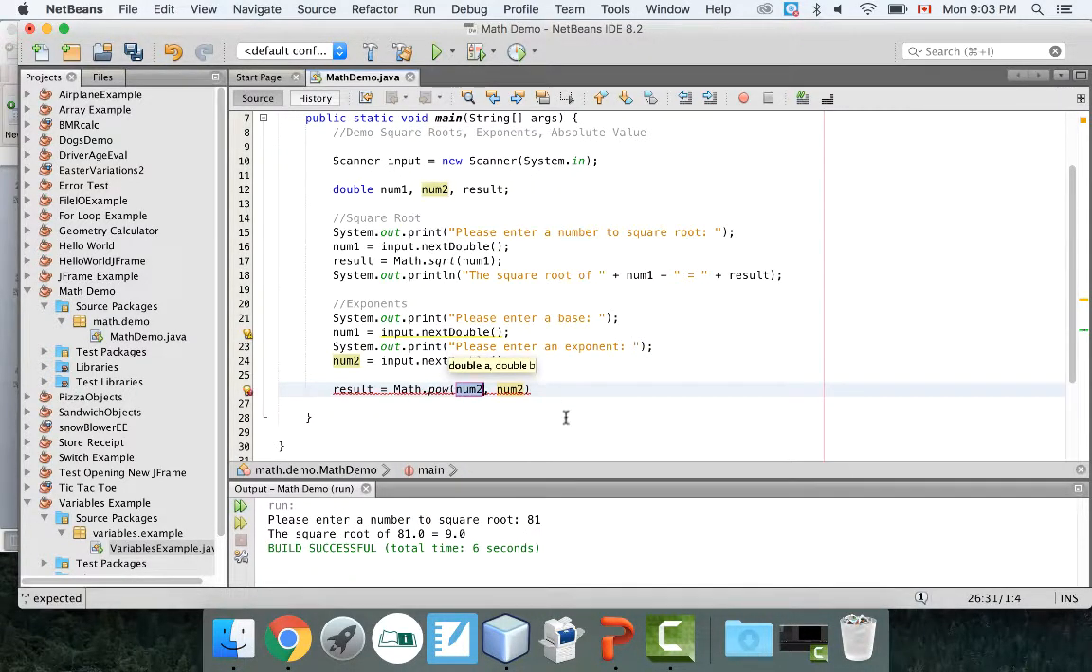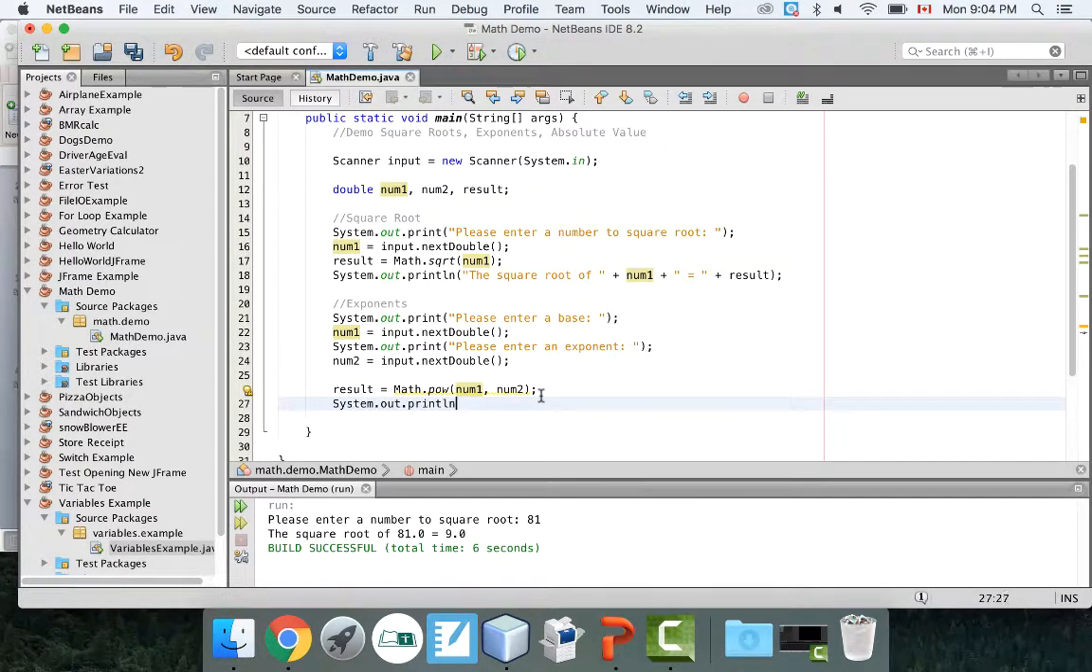So let's try it out. Let's put num1 as the base, num2 as the exponent, and then we'll print this out. Let's go like this first, actually. Num1 to the exponent, I'll put num2, equals and result. So it should say num1 to the exponent num2, then the equal sign, and then the result.